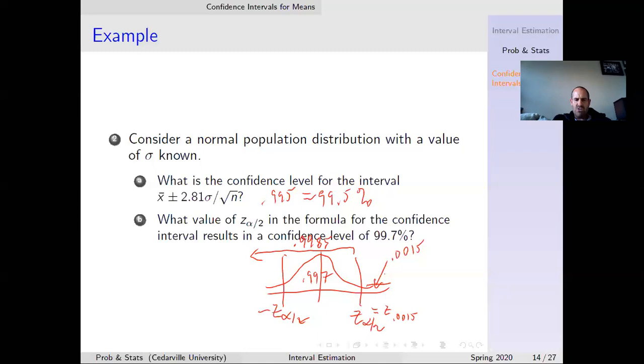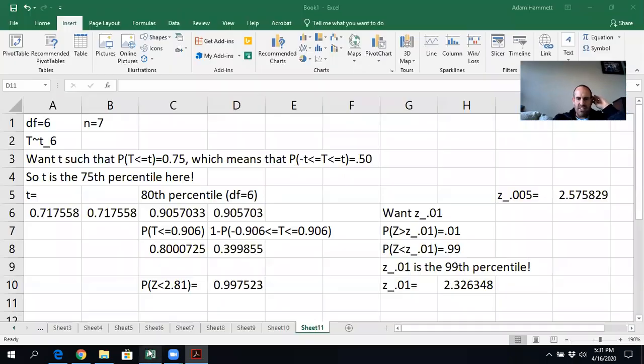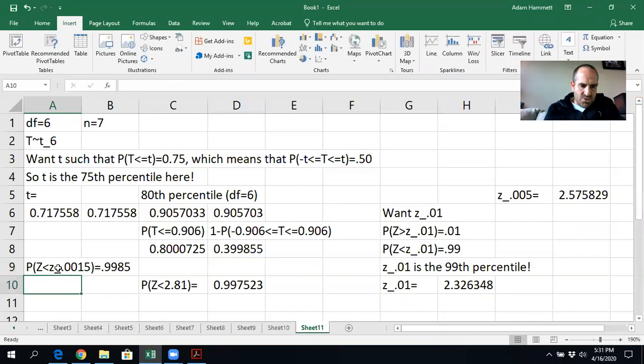So what Z value do I need? 0.9985 is what we're going for here. So what do we do? Well, let's go over into Excel and figure that out. It's just good to do a lot of examples like this because it helps you see what's going on. We want the probability that Z is less than Z sub 0.0015 to be equal to 0.9985. That's what's going on.